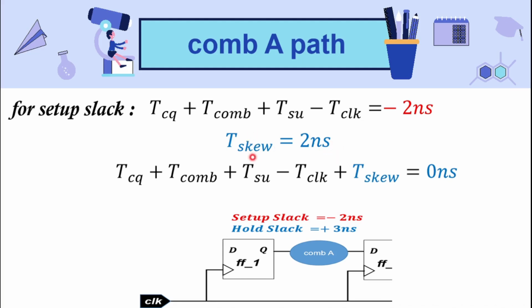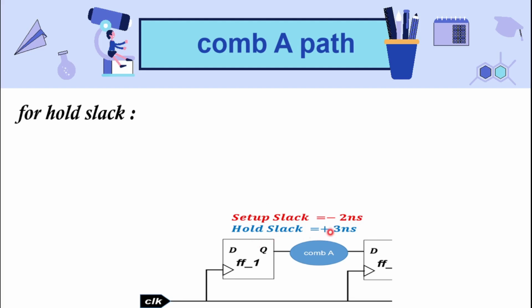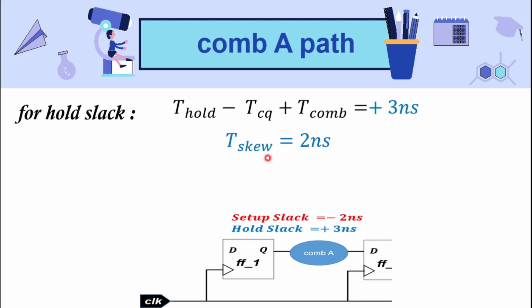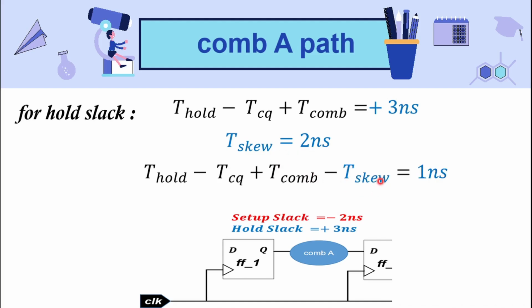But as I mentioned before, positive skew has a harmful effect on hold time. So let's check if this positive skew can cause any hold variation. As you can see here, hold slack equals positive 3 nanoseconds. We can calculate the hold slack from the equation, which is equal to required time minus arrival time, and by applying this positive skew to the equation, we're gonna find out that the new positive hold slack equals 1 nanosecond. So the hold is satisfied and setup is satisfied with the new value of positive skew.